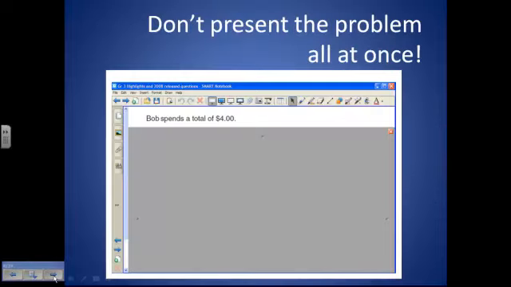Here's the secret, and to me it completely expands the power of the problem. Don't give the whole thing away right at the start. I've used the screen shade on my smartboard here, and I've covered up everything except that very first piece. Bob spends a total of $4. So I would say to my students, "Bob spends $4. I wonder what he spent it on. If you had $4, what would you buy?" And what do you think happens at that point?